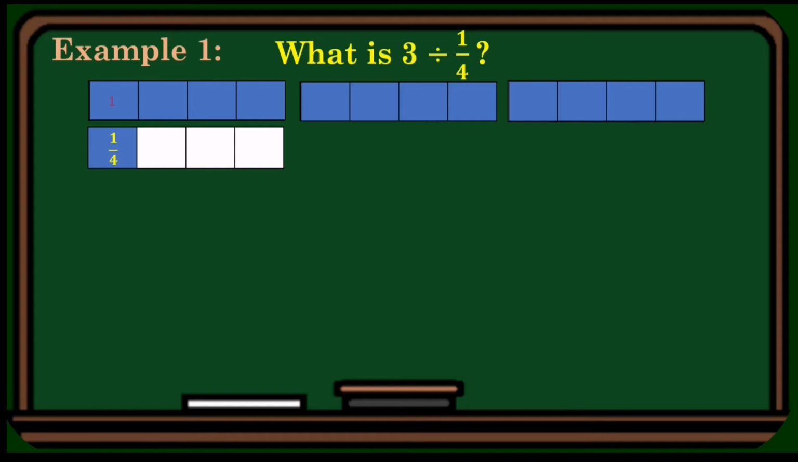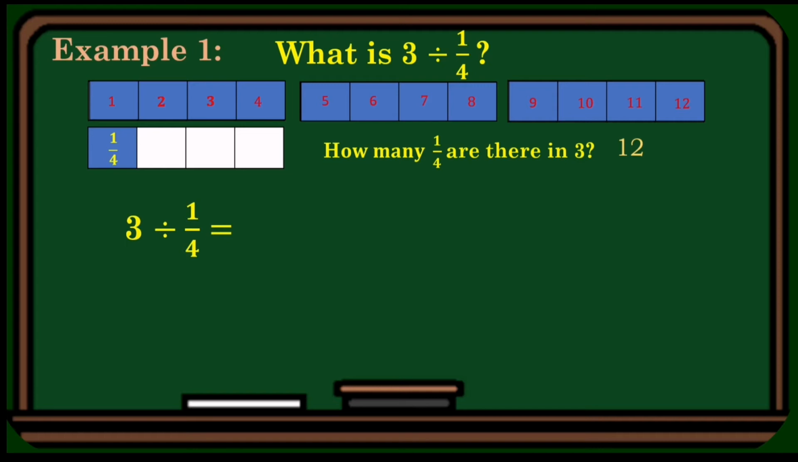Let's count. 1, 2, 3, 4, 5, 6, 7, 8, 9, 10, 11, 12. So how many 1/4 are there in 3? We have 12. So we have a total of 12/4.